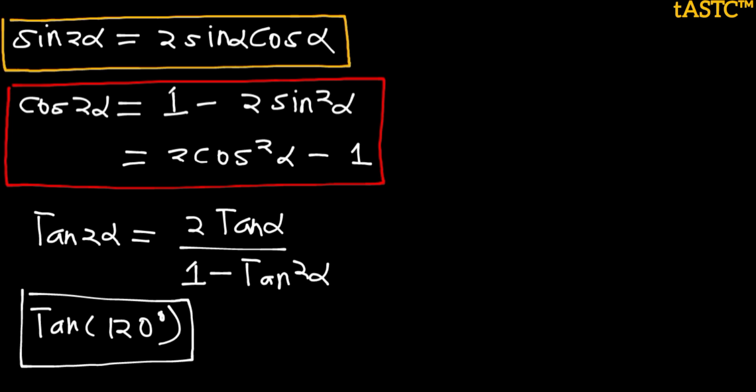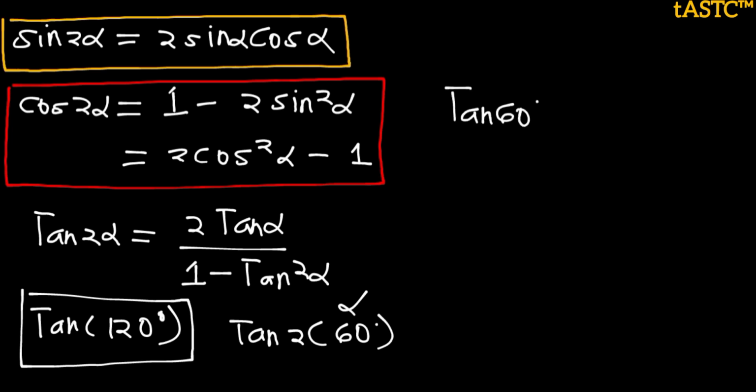Now we know that tan 120 is actually tan 2 multiplied by 60 degrees. So I'm just going to work with 60. This is going to stand for the alpha. Now notice that here we have to work with tan 60 degrees, and tan 60 degrees is actually going to be root 3. Because tan 0 is equal to 0, tan 30 is root 3 divided by 3, and tan 45 gives you 1. So tan 60 is equal to root 3. So that is what we got.